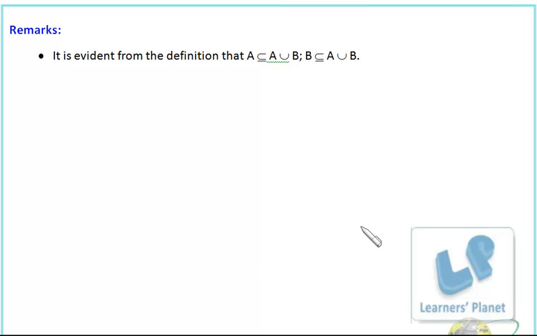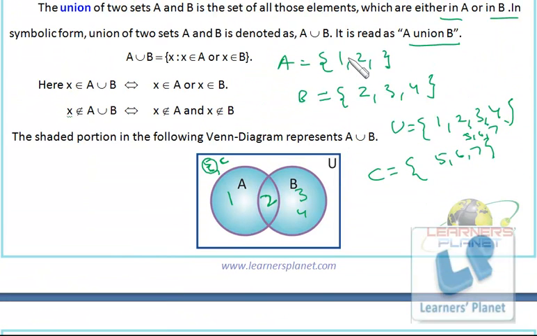Okay, so here we can see A is a subset of A union B and B is also a subset of A union B. If I take the universal set U, A is a subset of A union B. A union B, that means the universal set here. That's actually A union B. So A is a subset of A union B and B is also a subset of A union B. So A is a subset of U and B is also a subset of U.